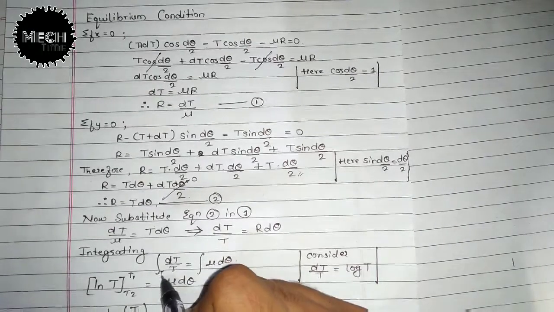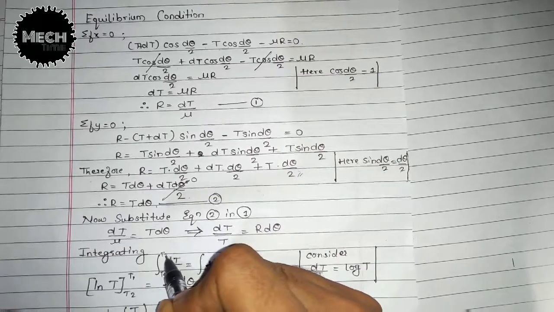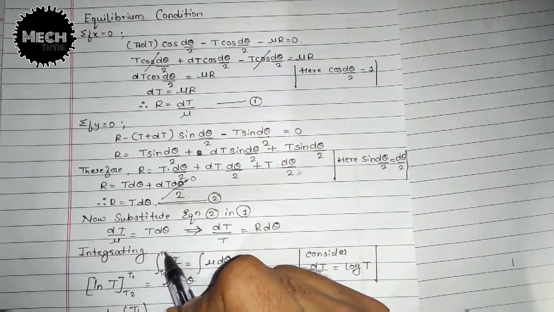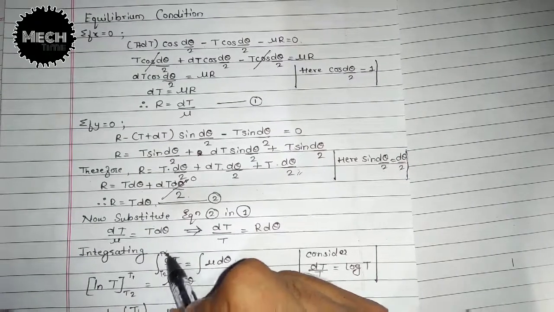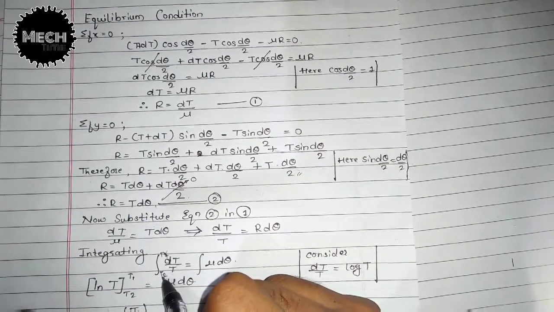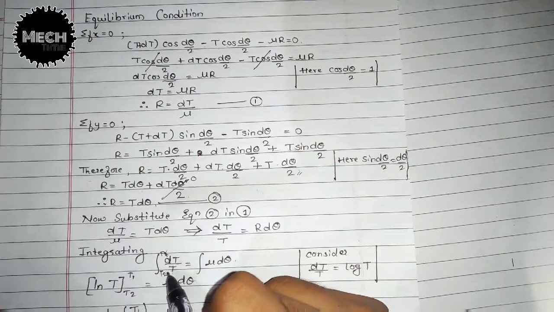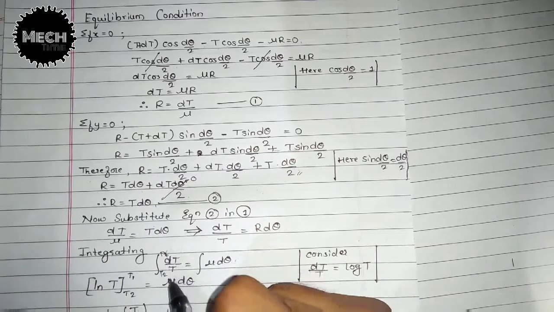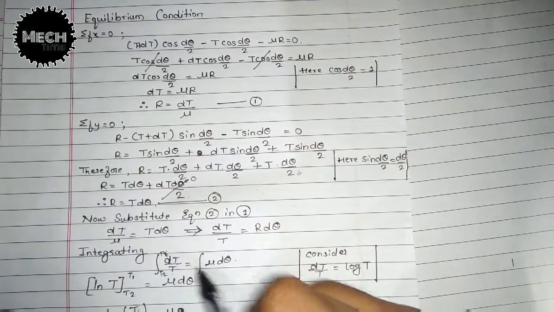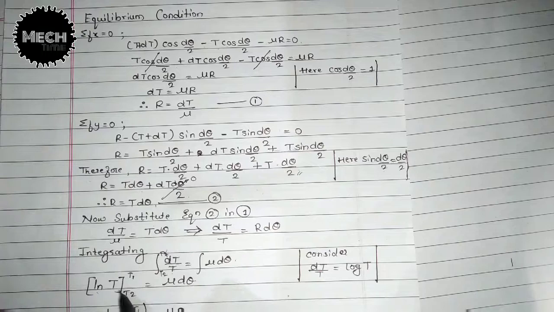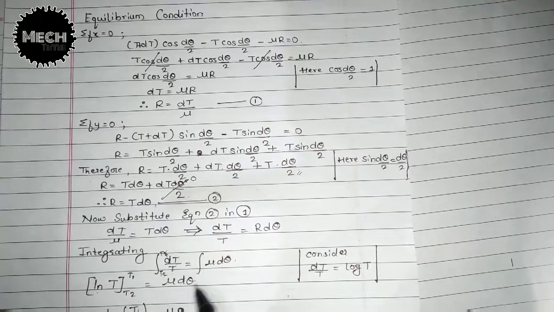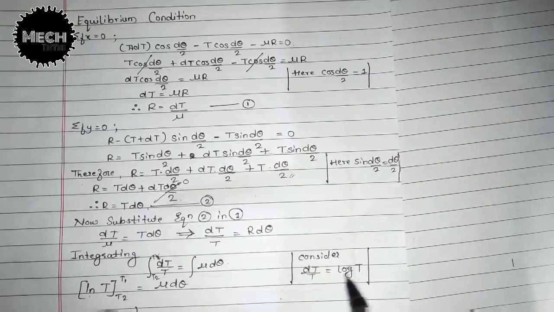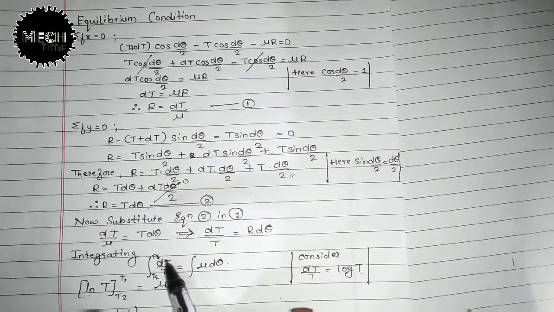I'll take the limits T2 to T1. Why have I taken T2 here? Because at this position I have told the tension will be more, and at the other the tension will be less. So the limit is T2 to T1. Integrating, you'll get ln T from T2 to T1 is equal to mu d theta. Consider the integral of dT by T as log T.